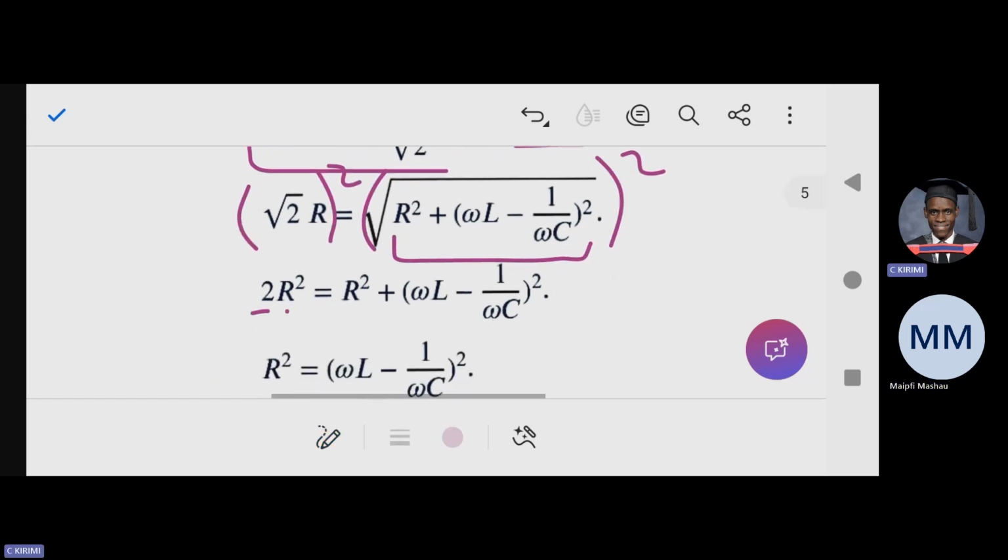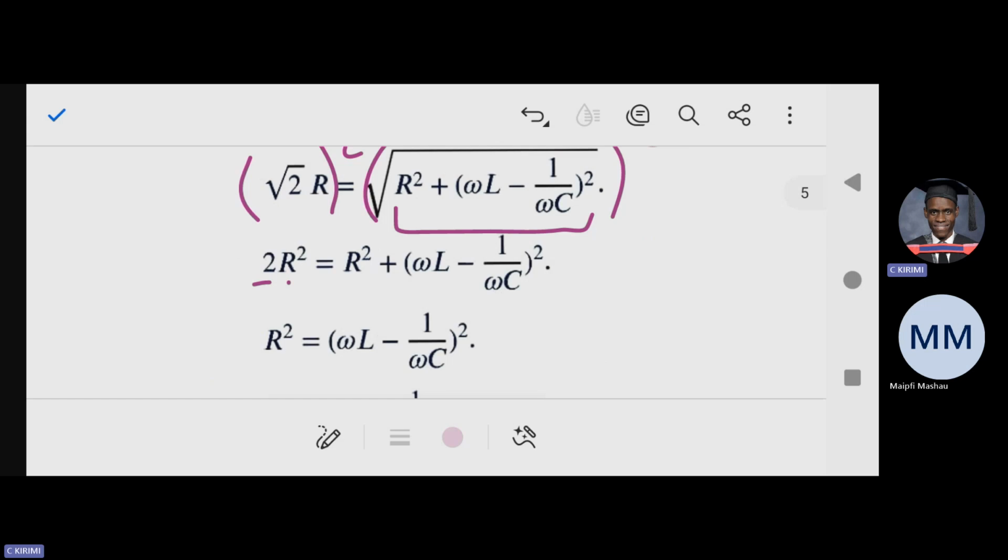That's your mathematics. Then from there, you group the like terms together, which means the R goes to the left. So in other words, it's 2R squared minus 1R squared, leaving you with R squared. The right-hand side remains like that.